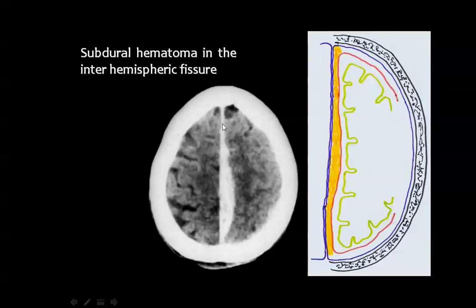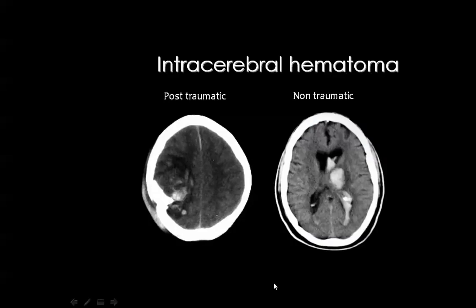Then you should remember this hematoma has a convex inner margin, but this is not an epidural hematoma because there is no epidural space in the midline. So if you see blood or pus or any collection in the midline across the falx cerebri, then you should think that this is a subdural collection because there is no epidural space in this area.